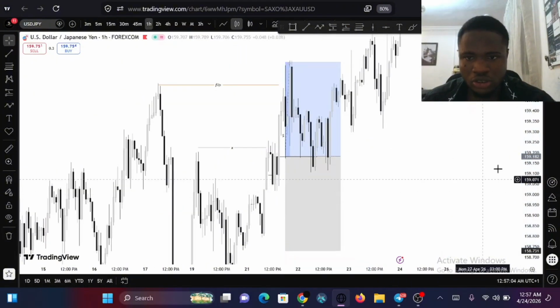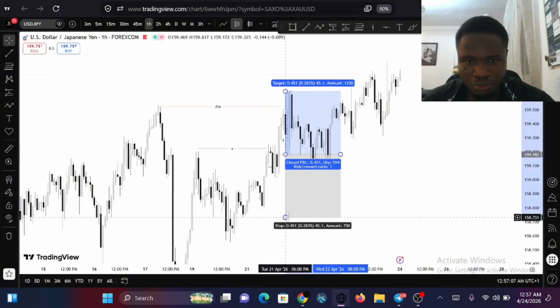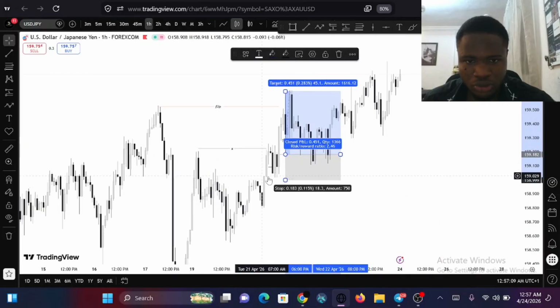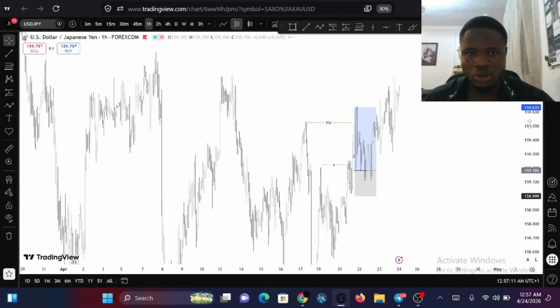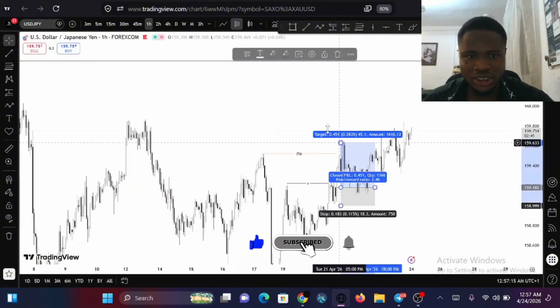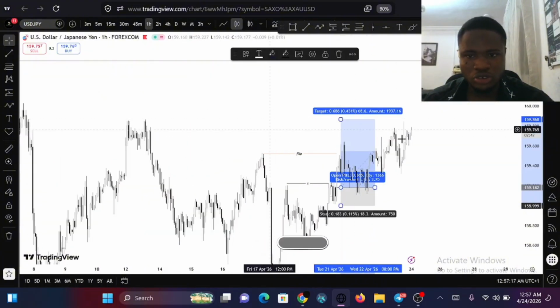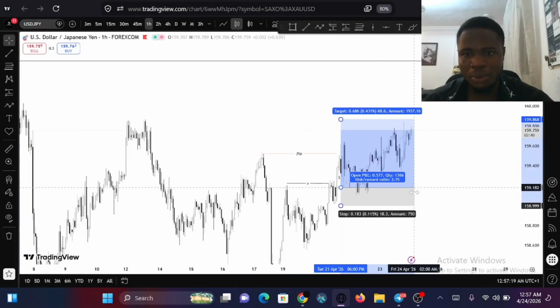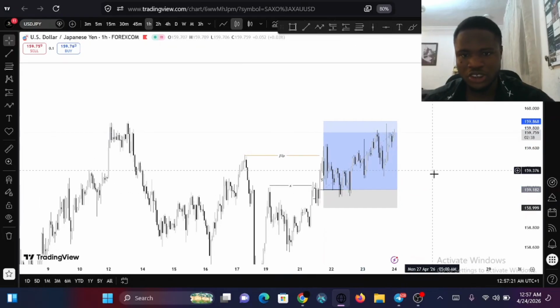From here, stop loss right below this zone. And where's our target? Normally I know that price is targeting this high, but I just place my target right here. This is almost a 4-hour move, and you can see we're about to smash take profit on this particular trade.